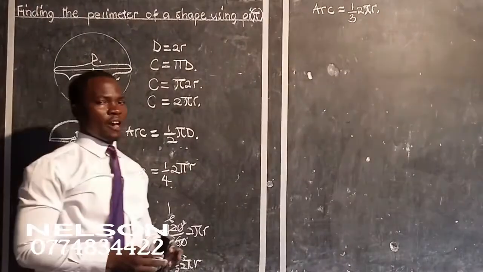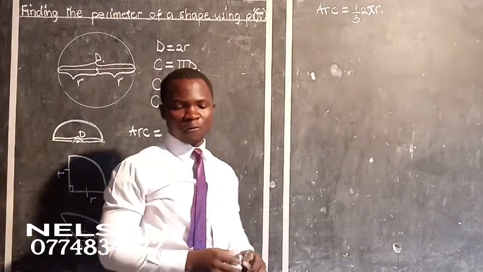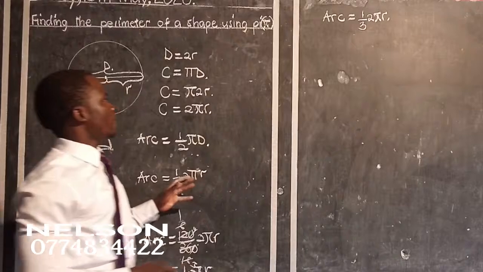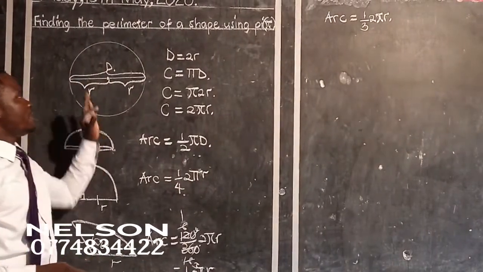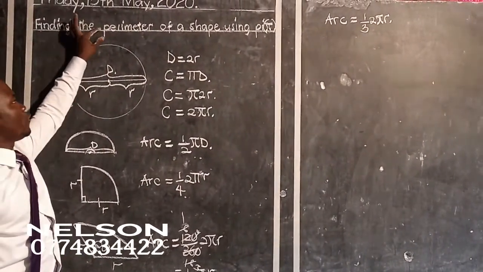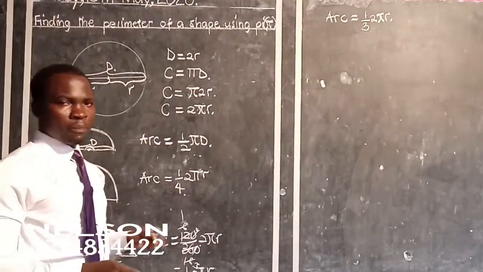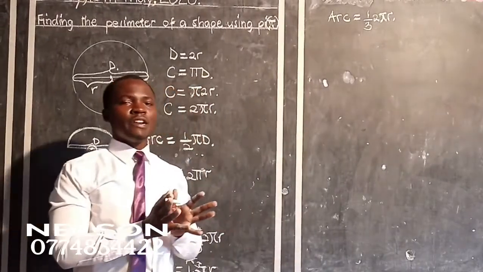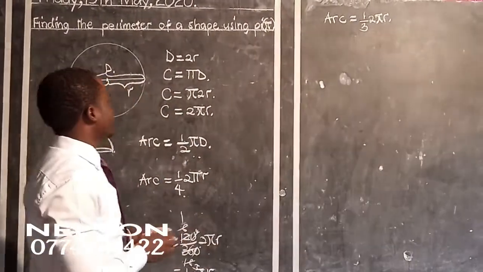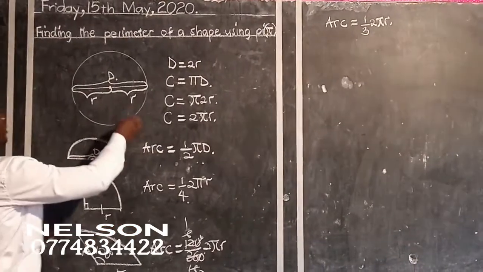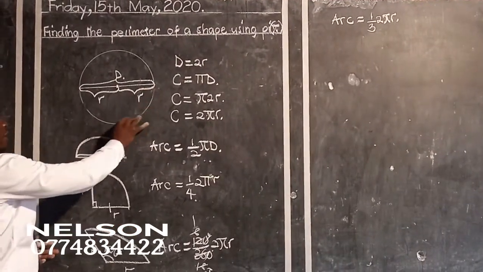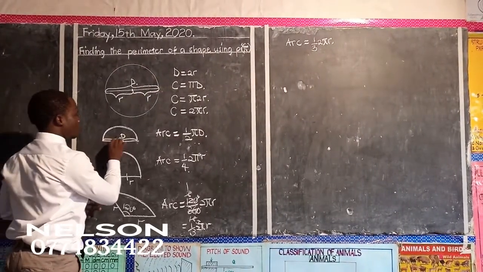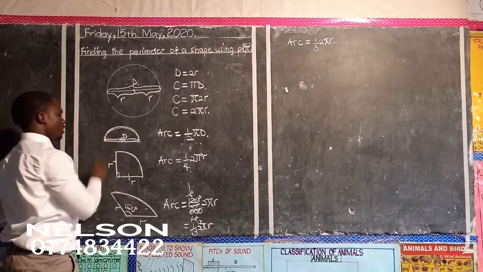You should also note the following. We should also know the definition for perimeter. Perimeter is the total distance around the figure. The total distance around the figure. For example, the perimeter of this one here is the total distance around this figure. For this one is also the total distance around this figure.